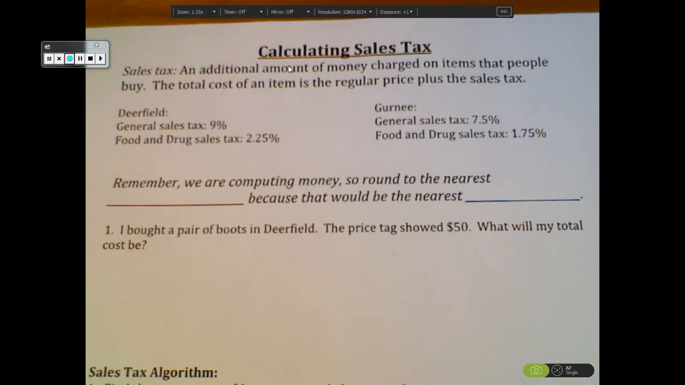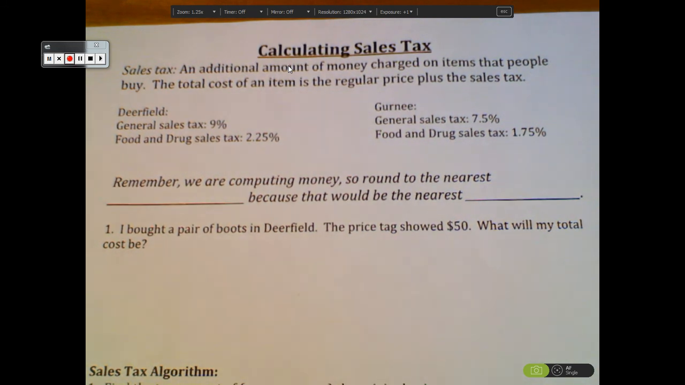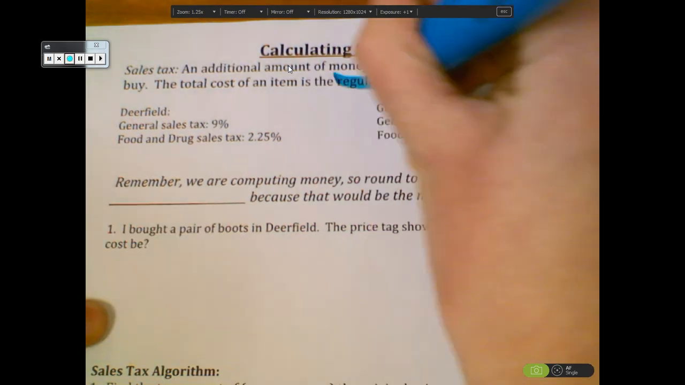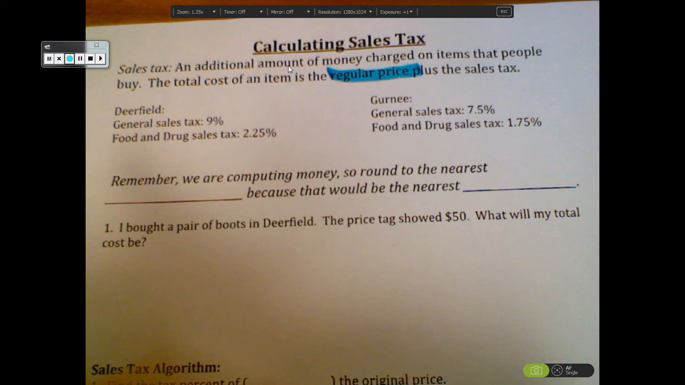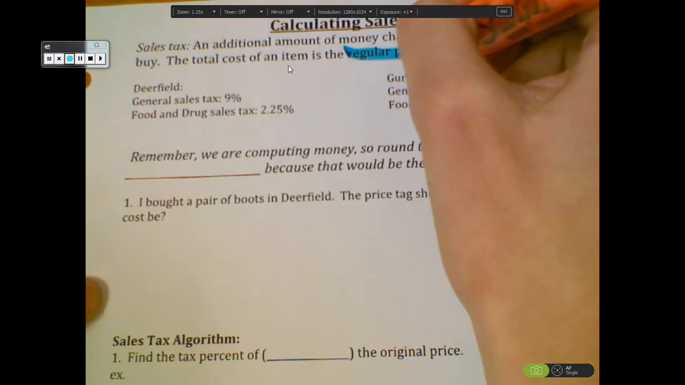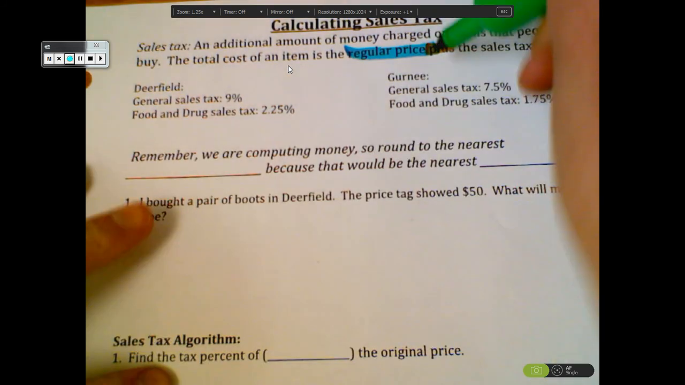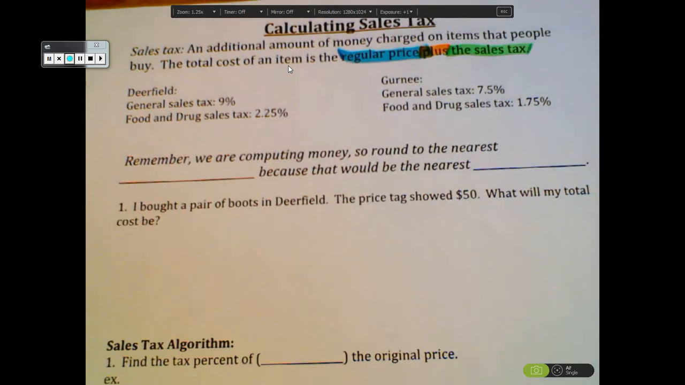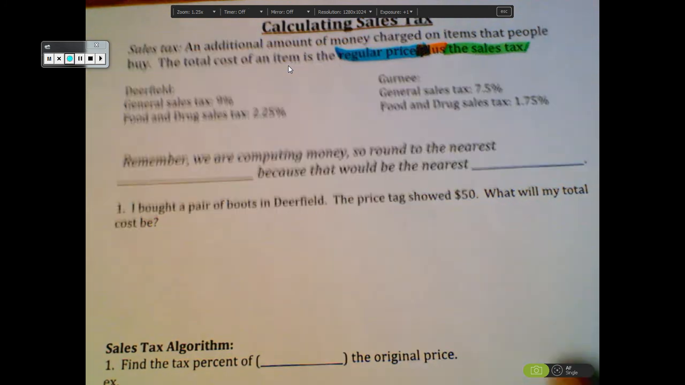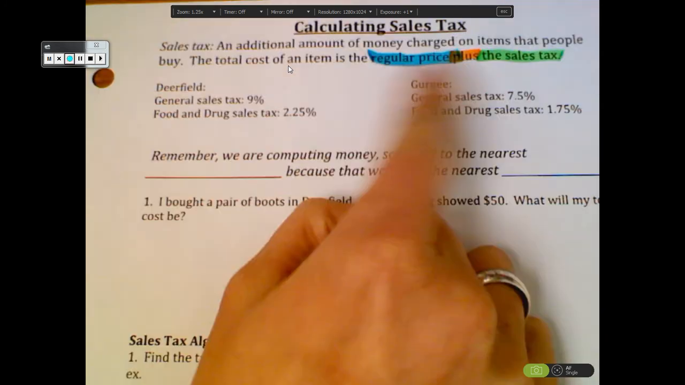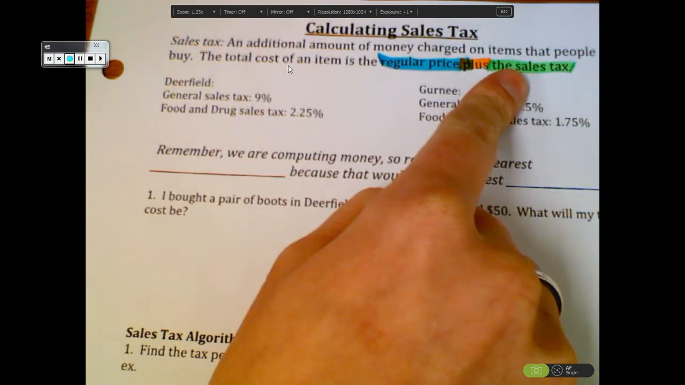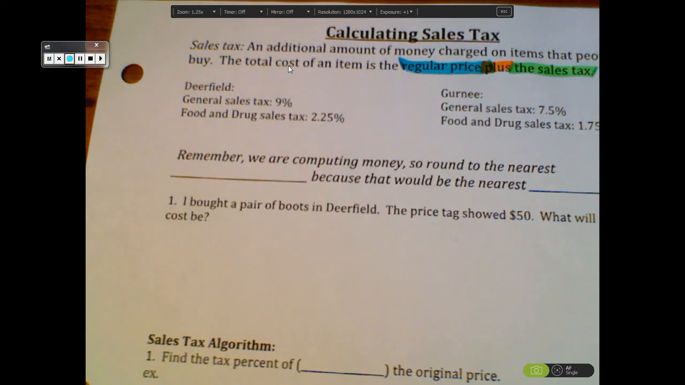Alright, so as you can see at the top of our page, sales tax is additional money charged on items that people buy. The total cost of an item is the regular price plus the sales tax. If you have highlighters at home, you might want to highlight that. Again, it's the regular price plus a little bit of extra money, which is called sales tax.